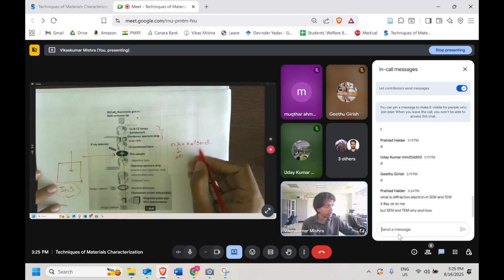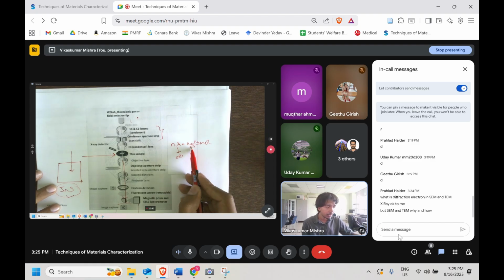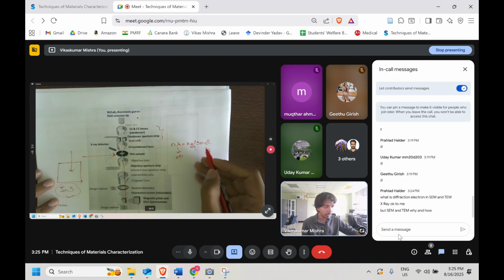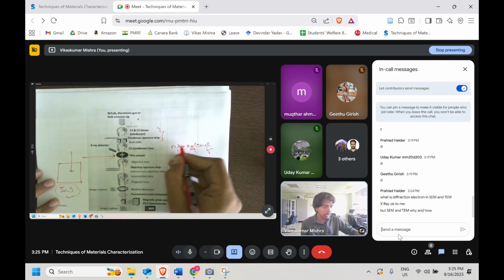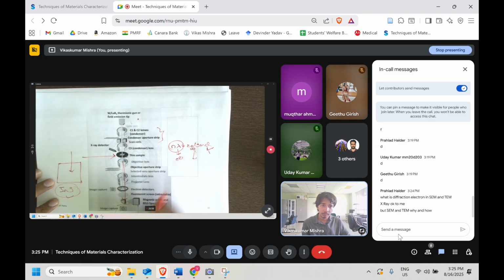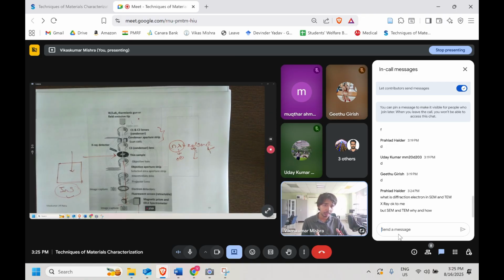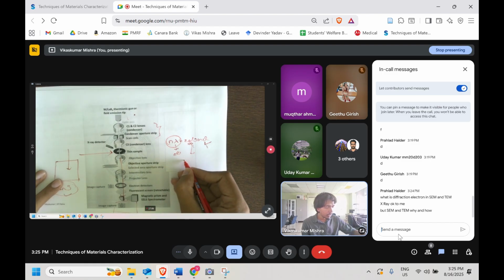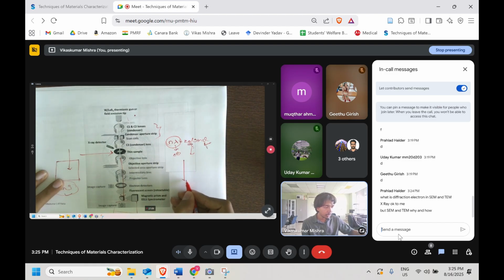So in that case, since n lambda is fixed, lambda is fixed, at a particular theta you will get a particular d spacing. It's the same thing. This is the diffraction which is happening. Now let's say the electron beam was going in this path. After the diffraction, it will be diverted by an angle of 2 theta.